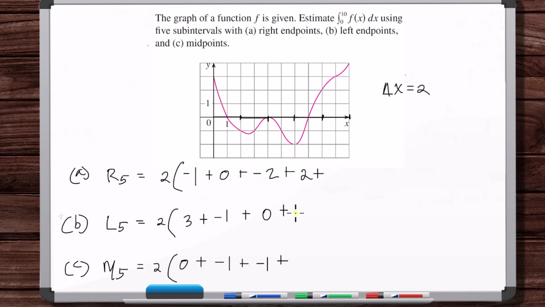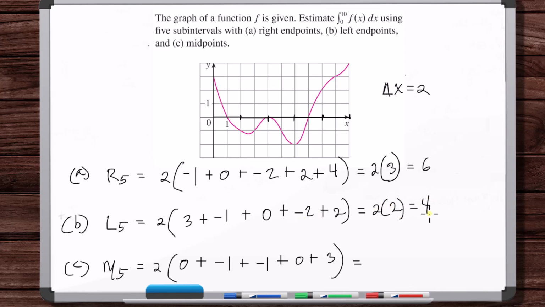Fourth interval, right endpoint, 2. Left endpoint, -2. Midpoint, 0. Final interval, right endpoint, 1, 2, 3, 4. Left endpoint, 2. Midpoint, 1, 2, 3. That's it. So -1 minus 2 is -3, plus 2 is -1, plus 4 is 3. 3 minus 1 is 2, minus 2 is 0, plus 2 is 2. -1 is -2, plus 3 is 1.